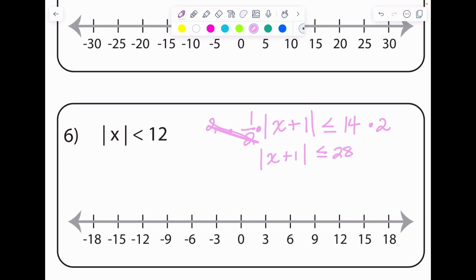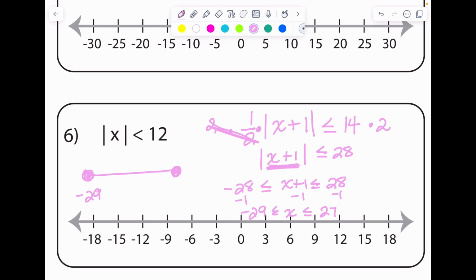So now it's a less than, so that's an AND statement, which means the entire expression is going to be between the negative version of 28 and the positive version of 28. Then I'm going to subtract 1 from all three parts. I get -29 is less than or equal to x, which is less than or equal to 27. So pretty much you're just going to be coloring everything between negative 29 and positive 27.